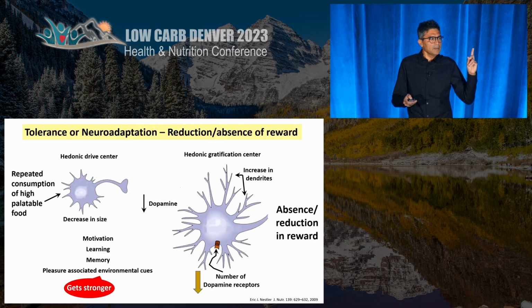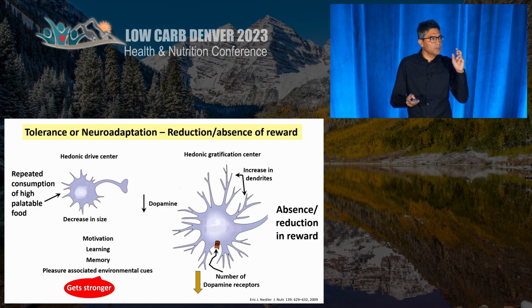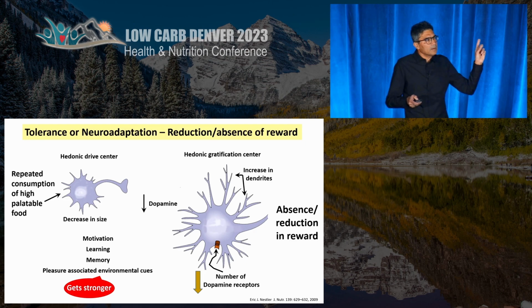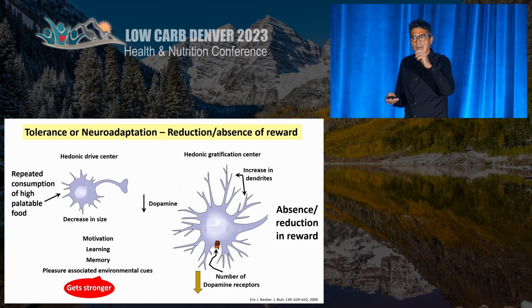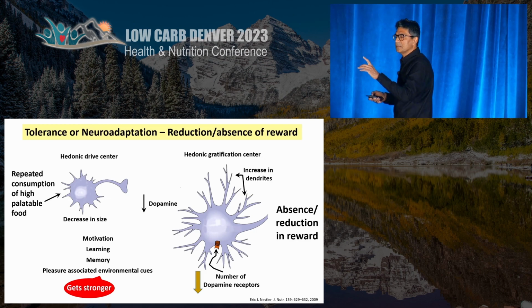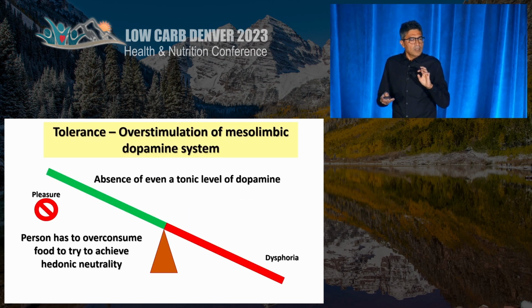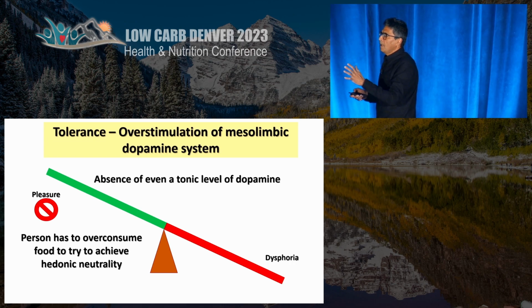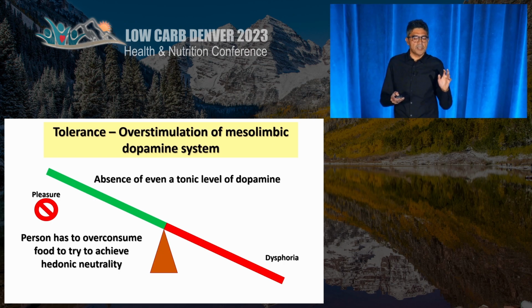Because with overconsumption, these dopamine neurons get smaller, they make less dopamine. The gratification neurons change in morphology, they have fewer dopamine receptors. But all the other things that dopamine created in you, the motivation, the memory, the learning, and especially the cues that make you eat, like stress, are actually getting stronger. So you have even less dopamine with repeated consumption, so you balance to the side of dysphoria, and you have to overconsume, not for pleasure, but just to achieve hedonic neutrality.